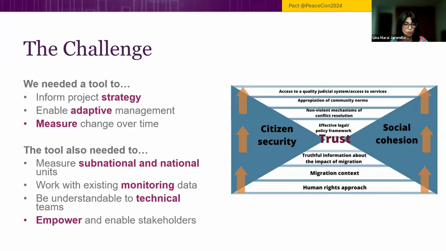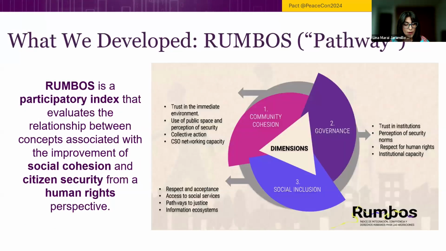So we developed Rumbos. Rumbos is a participatory index that evaluates how improvements in social cohesion and citizen security are connected. It focuses on three key dimensions: community cohesion, governance, and social inclusion. Each of these dimensions has its own variables, and we chose those variables taking into account our ability to obtain data from them, and also the work that local partners were already doing with Venezuelan migrants and host communities.